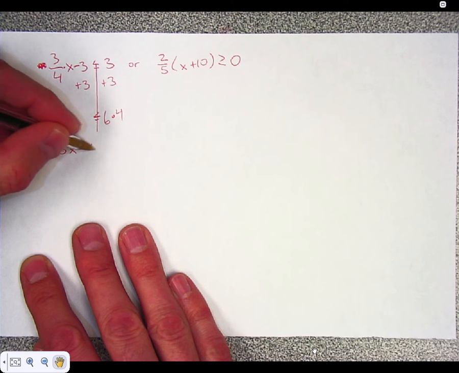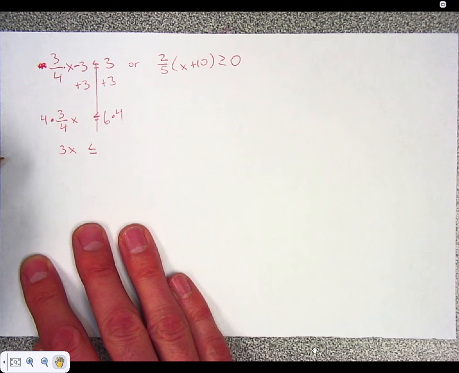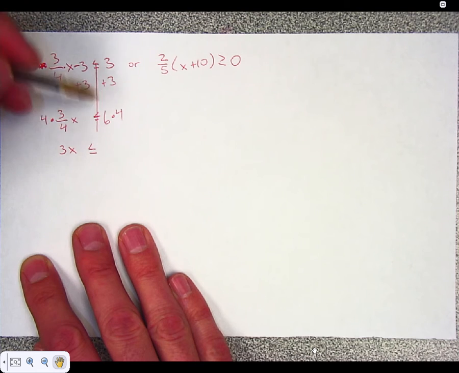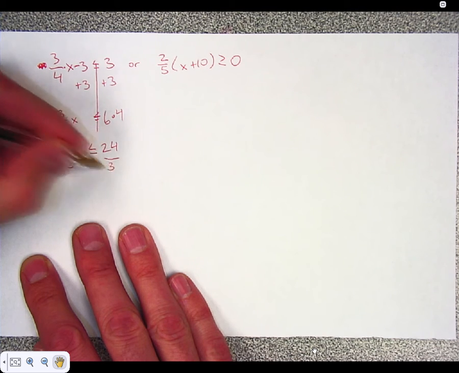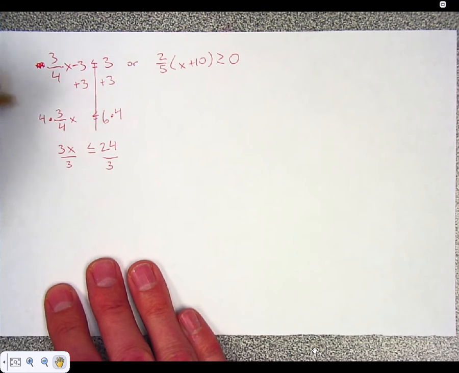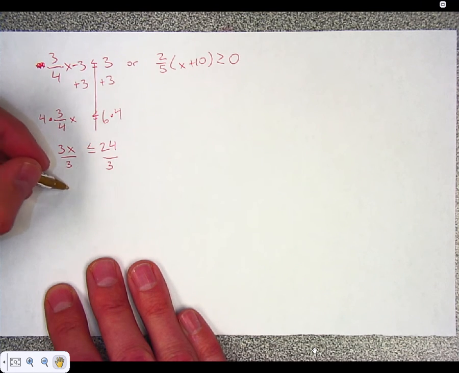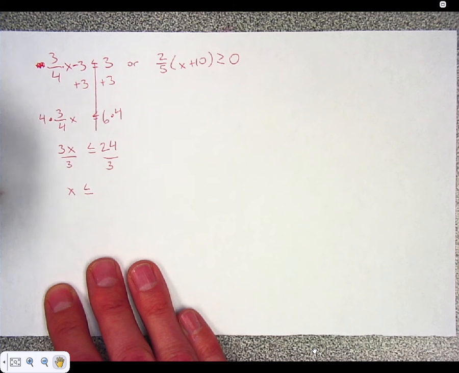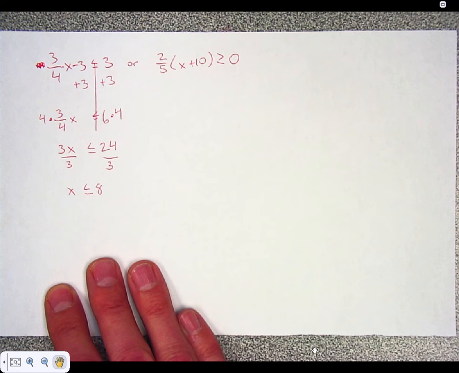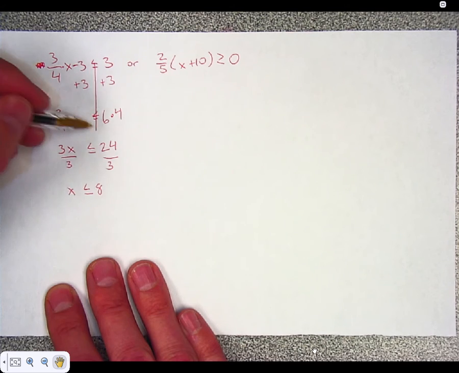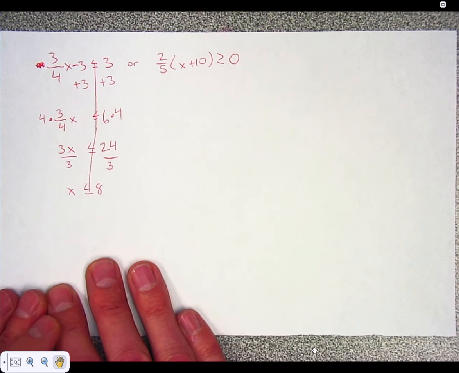I'm going to get 3x, because 4 divided by 4 is 1, and 1 times 3 is just 3. 6 times 4 is 24. Now I can divide both sides by 3. And if you decided that you wanted to deal with this as a fraction and just divide both sides by 3/4, if you're comfortable with that, awesome. I've actually created extra steps here, but I find it easier for me if I deal with this as two pieces, as a divided by 4 and as a times 3. It's a lot faster for me. All right, so I've solved that inequality. X is less than or equal to 8.